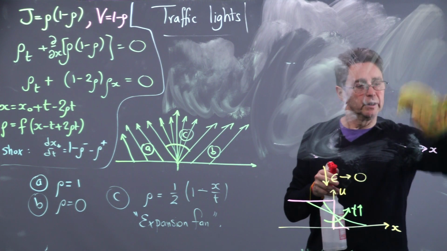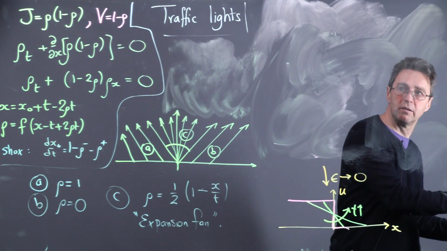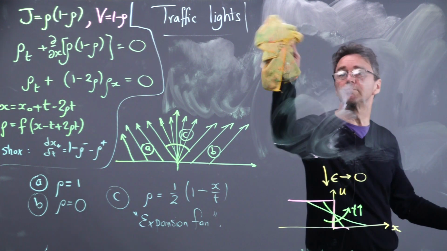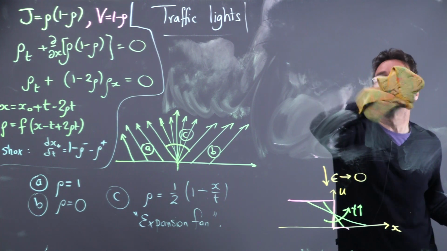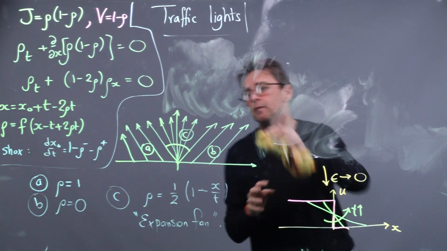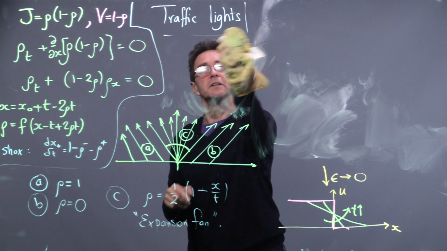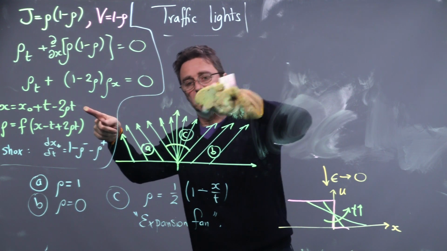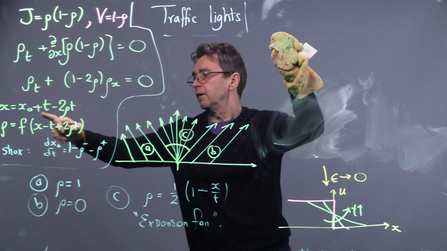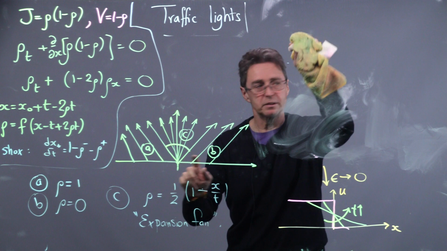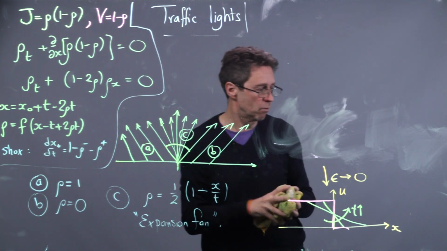So the key observation is that all of the characteristics in region C, they all come from the origin. So what does that mean? If I come back to my characteristics solution, I have this handy relationship here. And if x0 is 0, because everything's coming out of that particular point, lo and behold, I can solve that for rho.